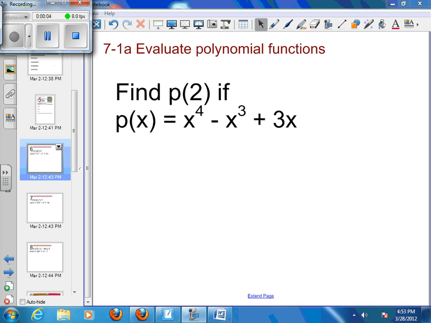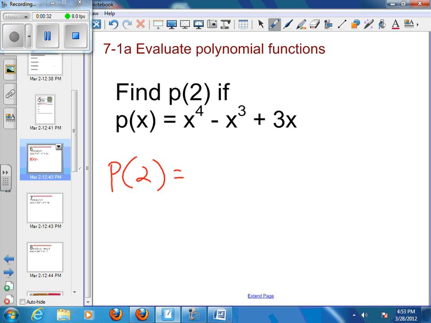So now we've looked at the general polynomials, and we've looked at how to use the polynomial function when we were dealing with our honeycomb. So now let's move into a little bit more general and abstract view of polynomial functions. If we take, say, our p of x, and we've got our function x to the fourth minus x to the third plus 3x, then we would want to find the value of p of 2.